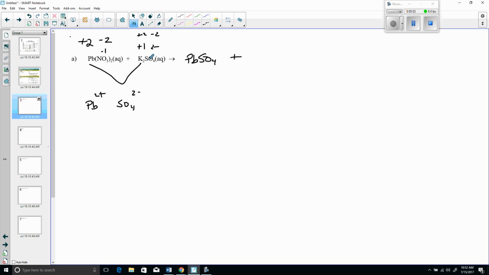Now, the next part, we have potassium. It's a 1+ charge, pairing with a nitrate, which is a 1- charge. Once again, the sum of the charges equals 0. KNO3.